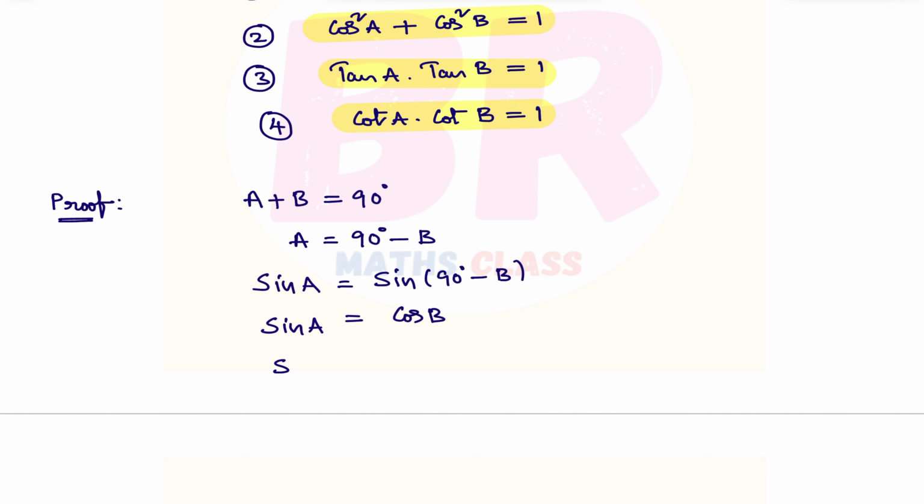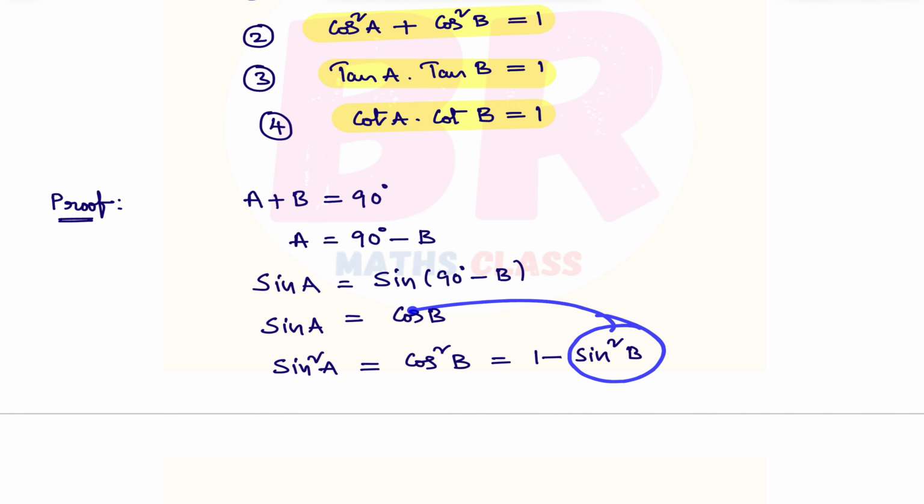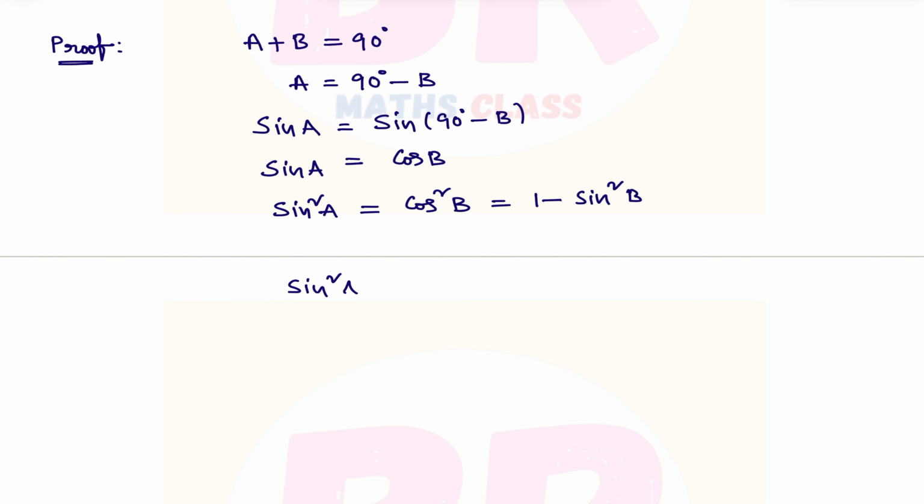What I'll do, I'll square on both sides. You square on both sides, sin square a equal to cos square b. You know from trigonometry formulas, this cos square b can be written as 1 minus sin square b. Now, this sin square b, you take it to the left hand side. Then what will you get? Sin square a plus sin square b equal to 1. So, we proved this first result. Whenever a plus b is 90 degrees, sin square a plus sin square b is 1.